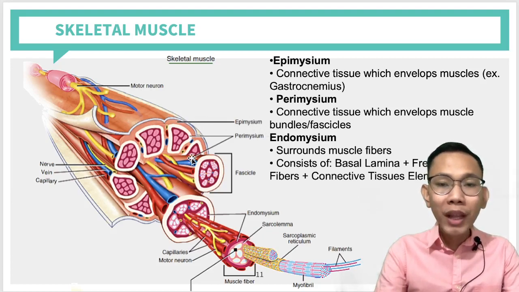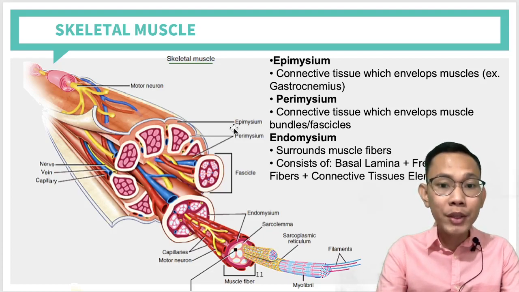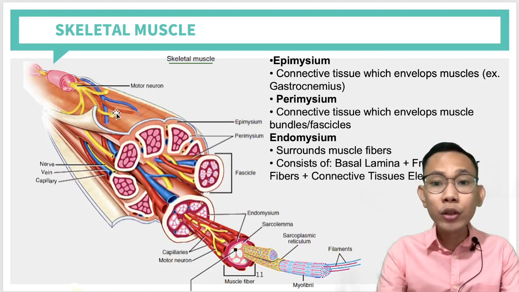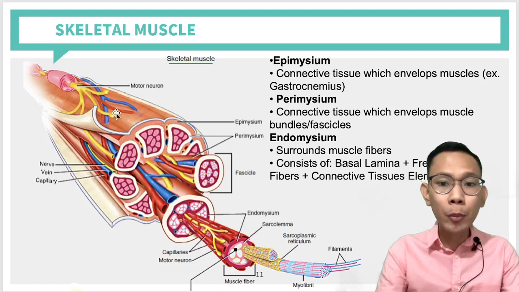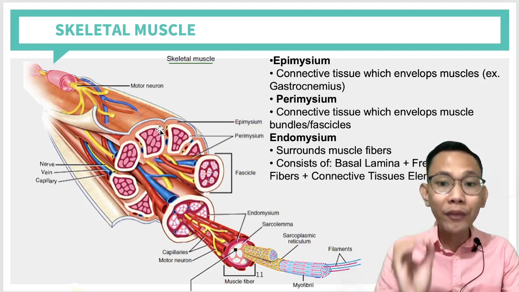From your epimysium, a thinner irregular connective tissue layer called your perimysium extends inwards and divides the interior of your muscles into smaller bundles of muscle fibers called your fascicles. Each fascicle is then surrounded by your perimysium. Again, your perimysium is a connective tissue which envelopes your muscle bundles, or your fascicles. So again, what surrounds the entire muscle? It's your epimysium. What surrounds or envelopes your muscle bundles or your fascicles? It is your perimysium. I hope you're able to identify the difference between the two.